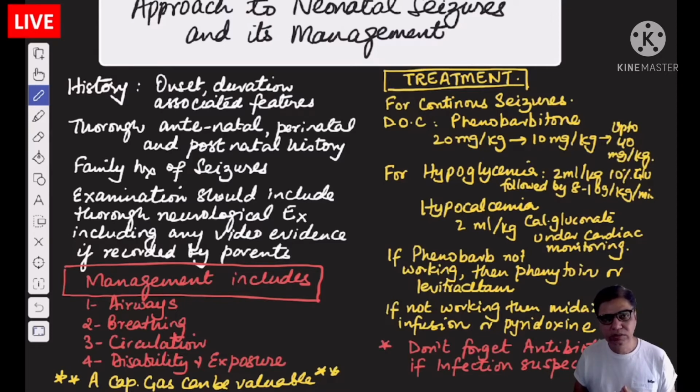Now coming down to the management. Neonatal seizures, if they are occurring repeatedly and they are not stopping, so let's say if there are more than 3 seizures per hour and they're occurring continuously, then obviously you need to do something to stop the seizures.